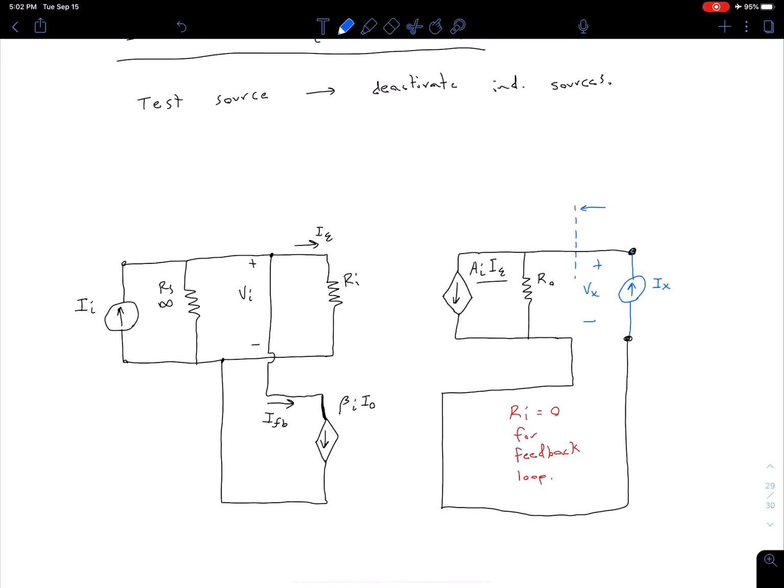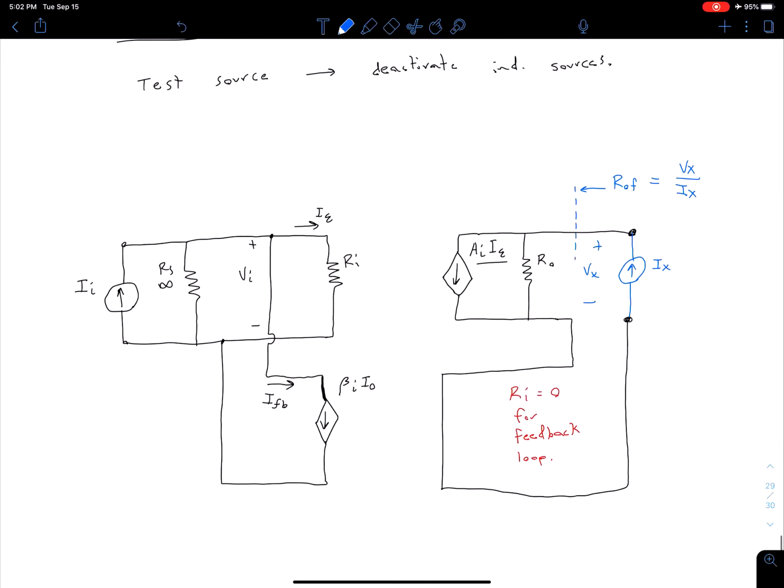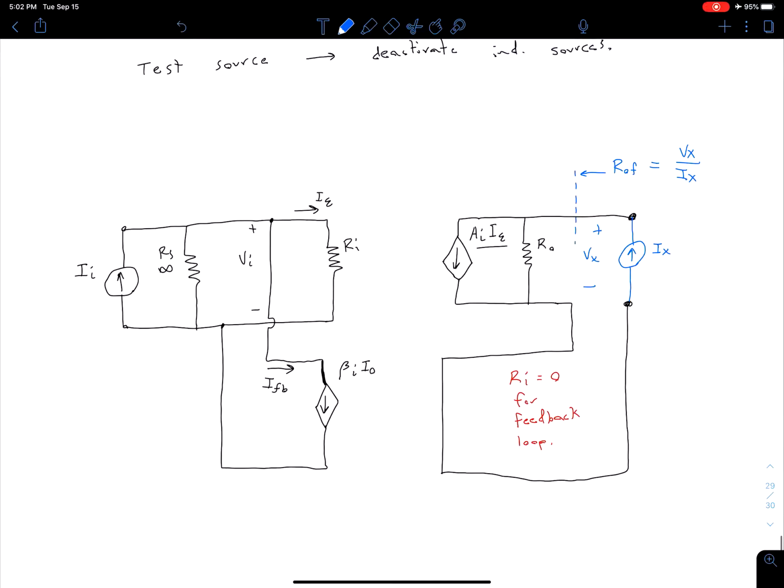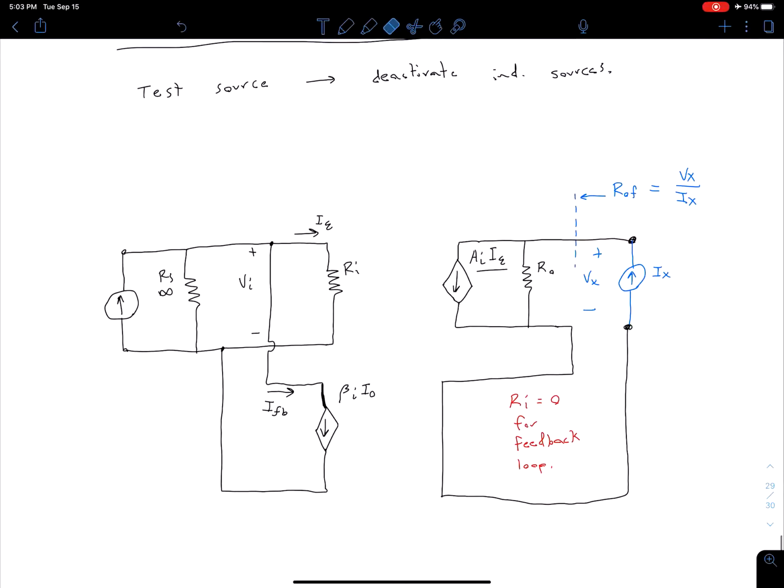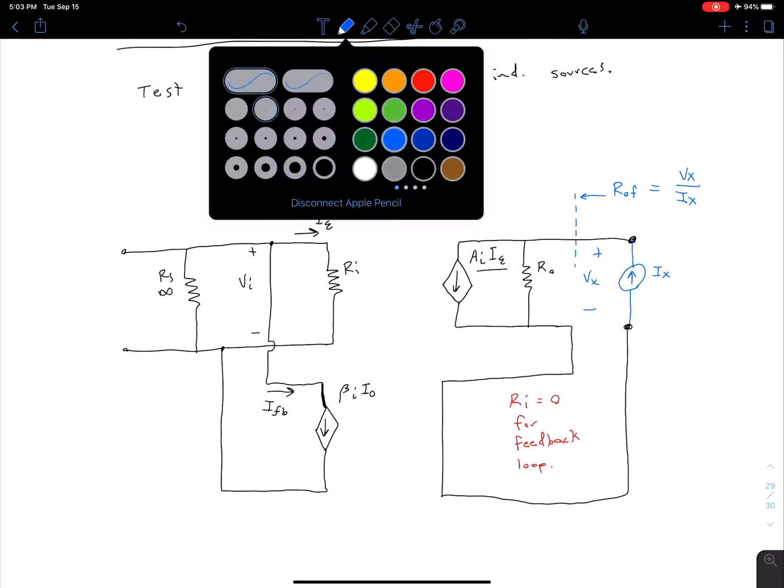So we're trying to find our output resistance R sub OF, and this is just going to be equal to our test voltage divided by our test current, the same as we saw with our voltage amplifier. Now on our input side, we notice we have this independent current source for our input current, so we need to get rid of this. We're deactivating it. Remember, to deactivate a current source, we replace it with an open circuit because we can have zero current in an open circuit.